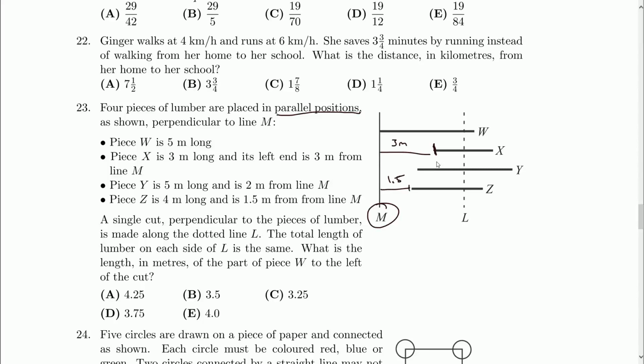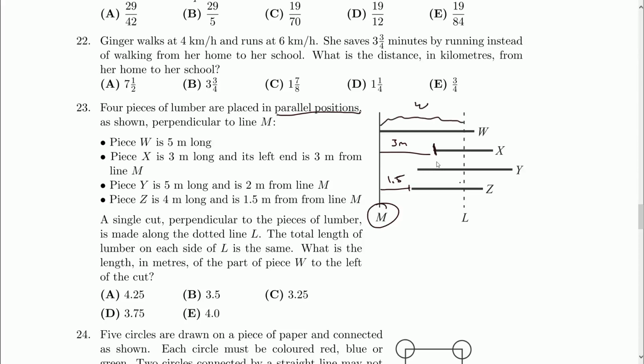The total length of lumber on each side of L is the same, so when we cut it, the amount of wood on the left and on the right is equal. Doesn't exactly look like it, but that's fine. Pictures are only meant to be aids, as it says in the instructions. What is the length in meters of the part of the piece W to the left of the cut?